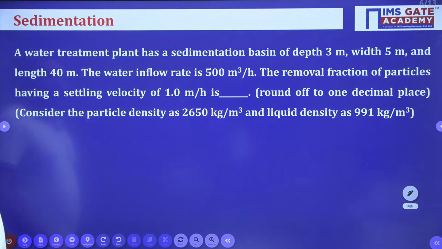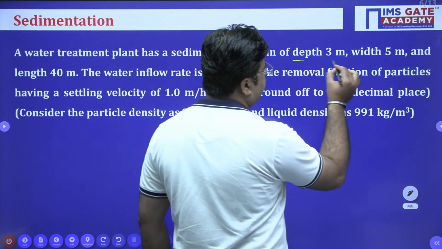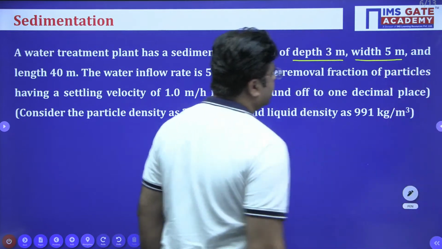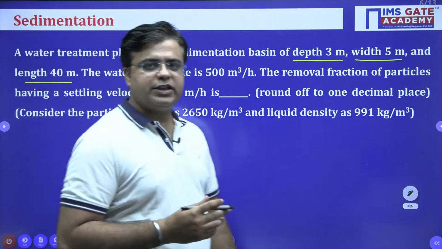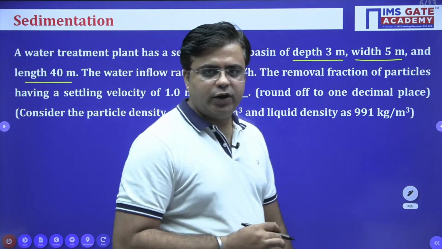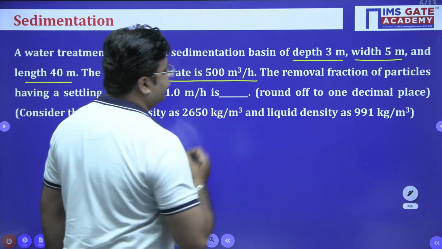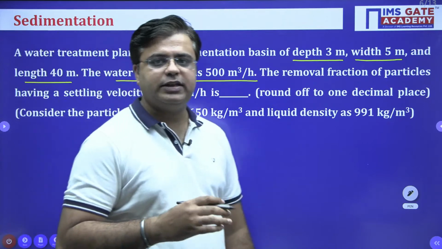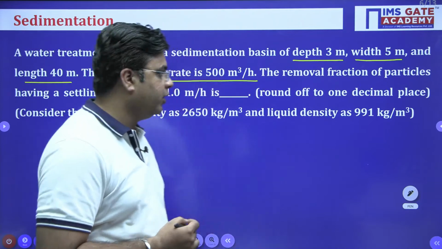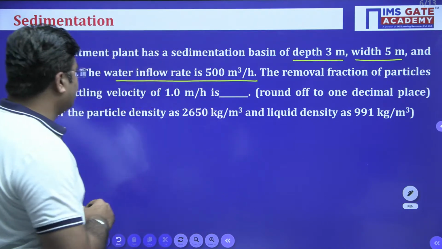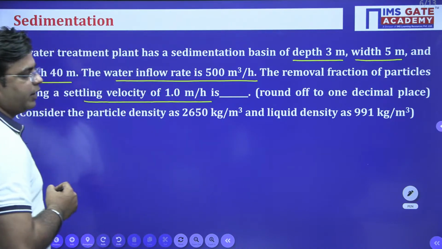The question says that a water treatment plant has a sedimentation basin of depth 3 meters, width 5 meters, and length 40 meters. You have a sedimentation tank for which the dimensions are given. The water inflow rate is 500 meter cube per hour. That is the discharge entering the sedimentation tank. The removal fraction of particles having the settling velocity of 1 meter per hour is?